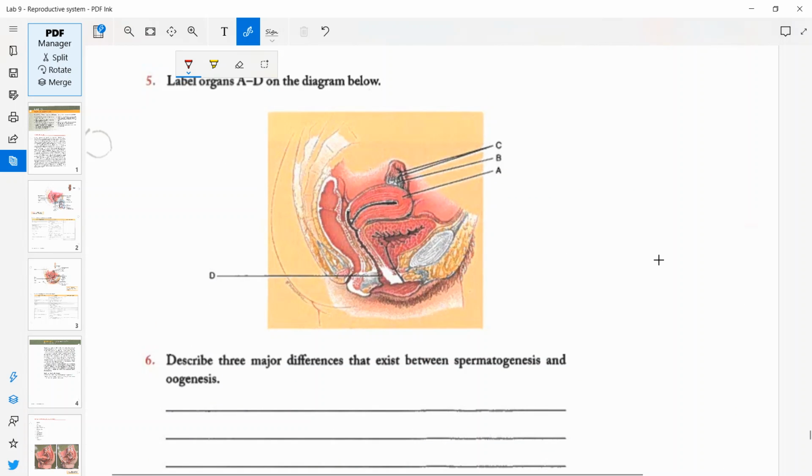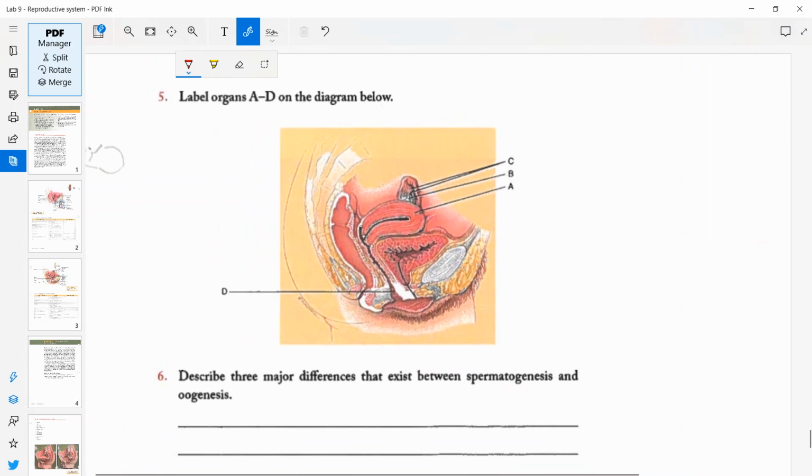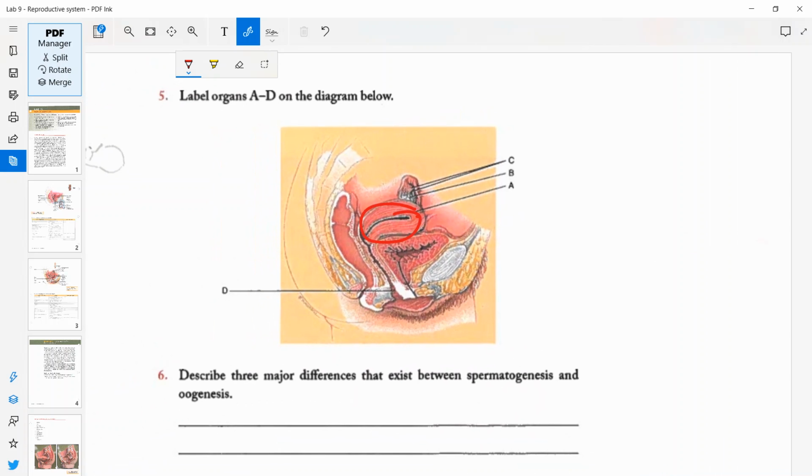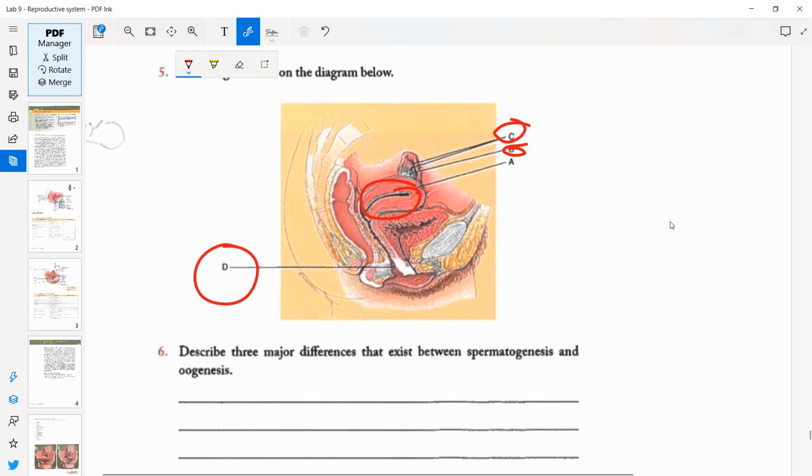Organs A and D, so A is uterus, B here is ovary, C is the fallopian tube, and D is vagina.